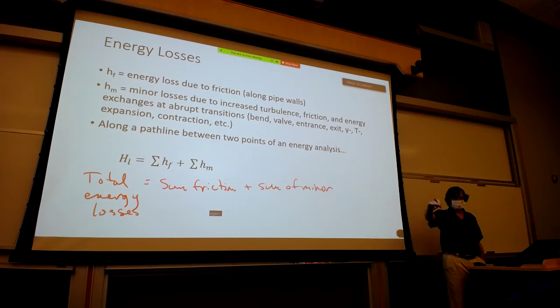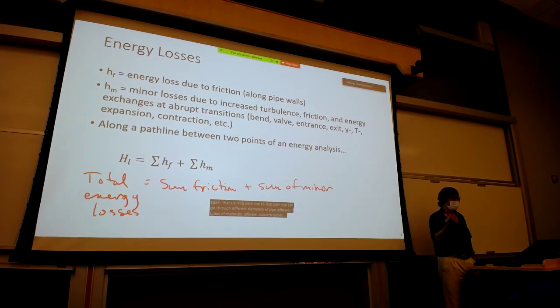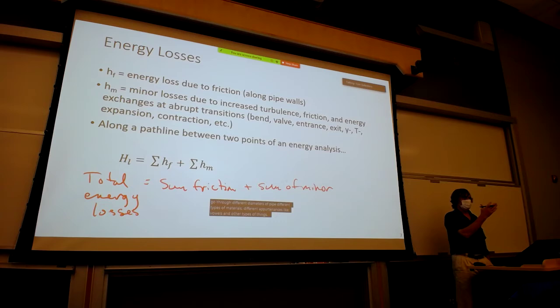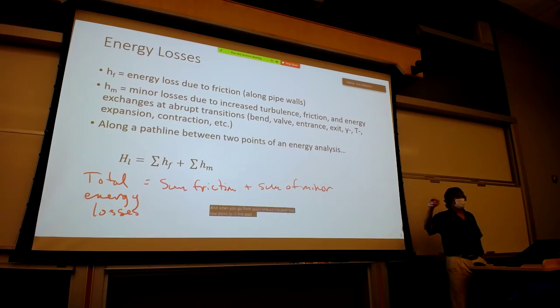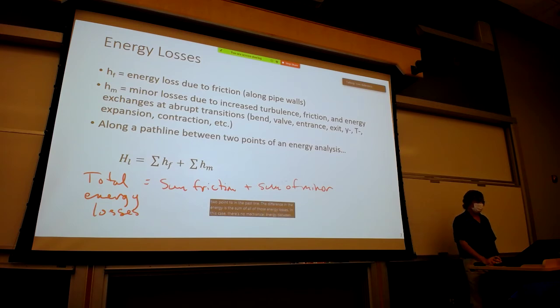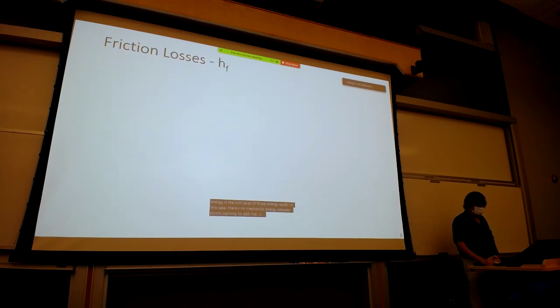Again, that's along a path line, so that path line can go through different diameters of pipe, different pipe materials, different appurtenances like valves and other types of fittings. And when you go from point 1 on the path line to point 2 on the path line, the difference in the energy is the sum of all of those energy losses. In this case, there's no mechanical energy between points 1 and 2. We'll add that in later.